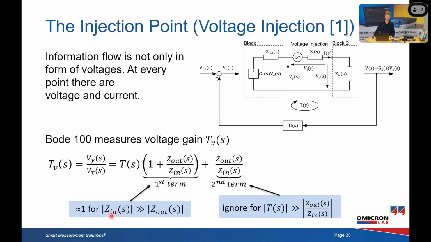And these two factors can be ignored when the ratio of the impedances at that point where you put the injection resistor is large. It means the impedance in loop direction must be significantly larger, or much larger, than the impedance backwards. That's the most important condition for this measurement to give you correct results.